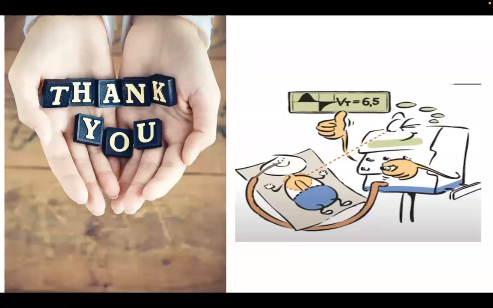This is the terminology I have found. Another difference is that in volume control ventilation, the cycling is made by the volume. And in volume targeted ventilation, the cycling is made by either time or flow.